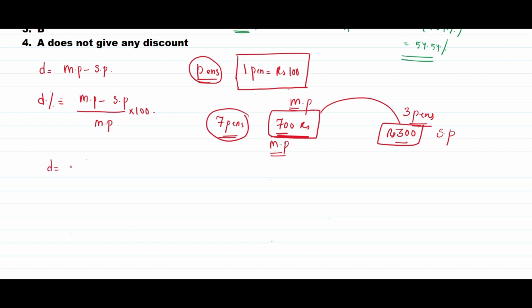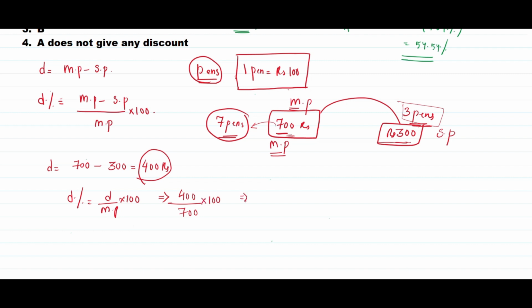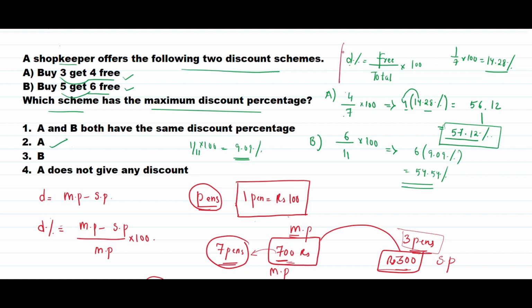And discount is nothing but marked price minus selling price, 700 rupees minus 300 rupees, which is 400 rupees, right? Now discount percentage is discount by marked price into 100. I got 700 worth of pens, which generally equals 7 pens, for 300 rupees, which generally is the cost of just 3 pens. Discount is 400, marked price is 700, into 100. So we got 4 by 7 into 100, which is similar to the first scheme, that is 57.12%. In examinations, try to remember this formula: discount percentage is the number of free articles given by the total number of articles into 100.